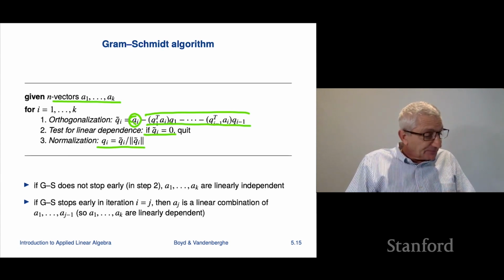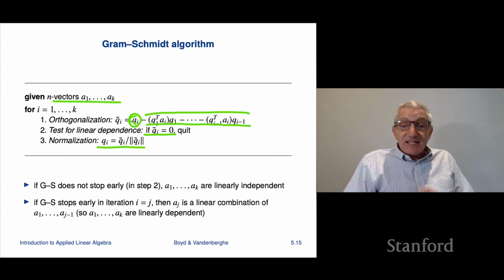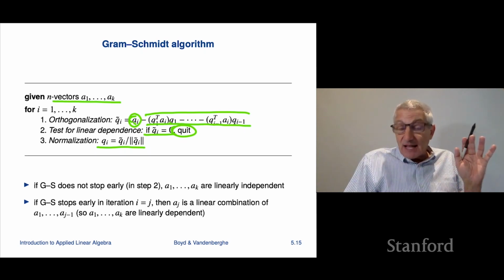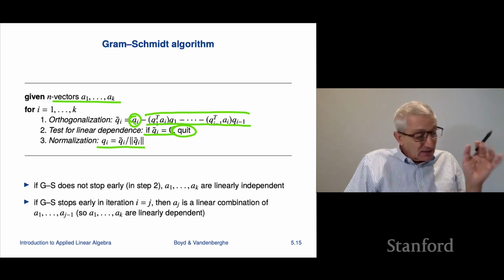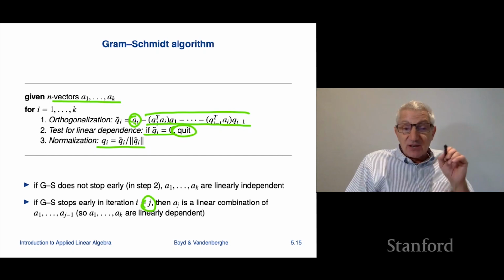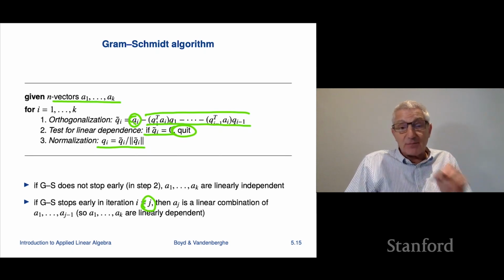Okay, so if this algorithm runs all the way to the end and does not quit, as in step 2 of the algorithm, then that's going to tell us that those vectors are linearly independent. If it stops in step j, then it's going to tell us that vector aj is actually a linear combination of the previous ones, a1 up to a(j-1).